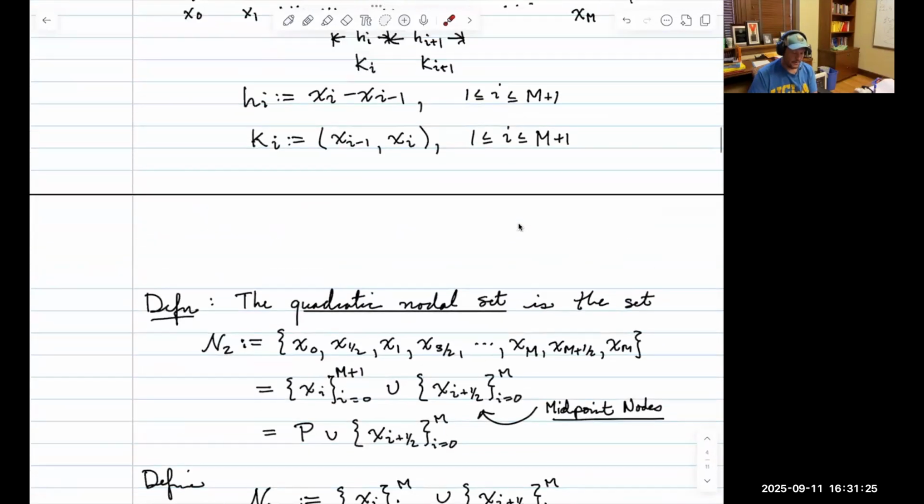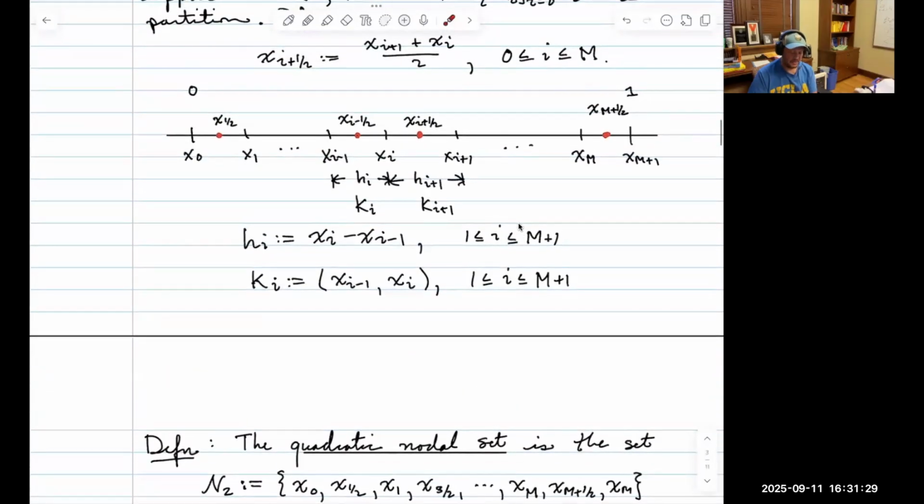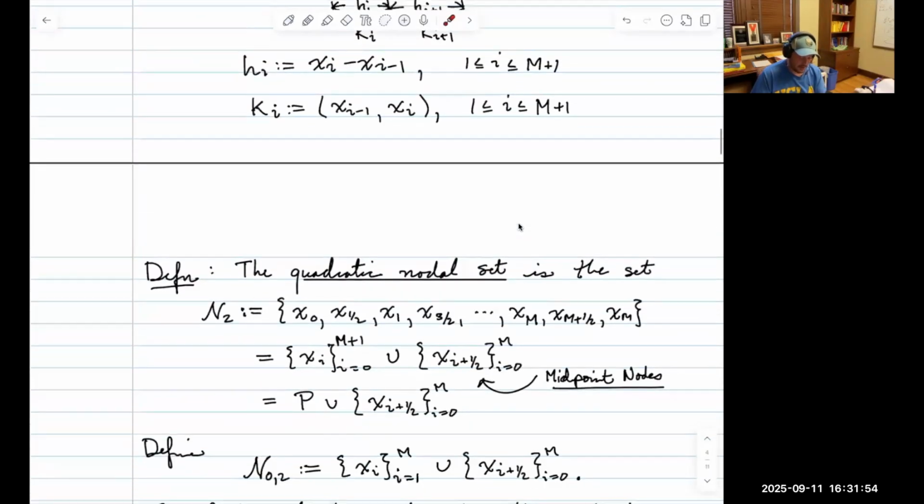Now, the nodal set that we're going to use for the quadratic finite elements is different than that for the piecewise linear finite element set. And that's probably obvious to you already because we didn't define these midpoints, or we didn't worry about what they were when we were defining the piecewise linear finite element spaces. So these midpoints must be of importance for constructing the quadratic finite elements, and they are.